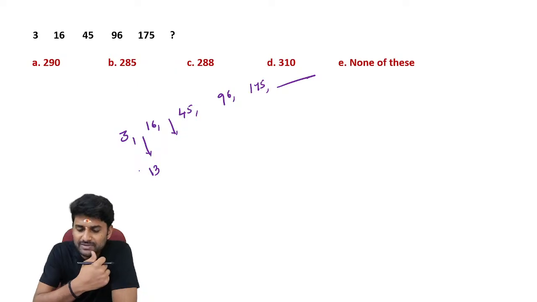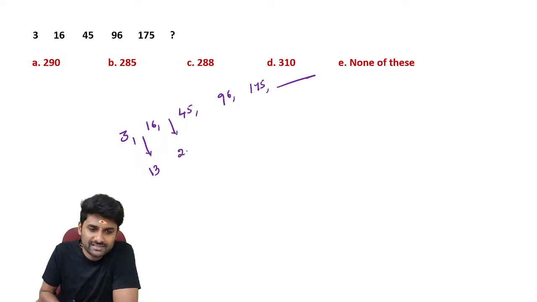The difference between 45 and 16 is 29 units. Here the difference is 54 units. Here the difference is 79 units. Not in any sequence. Go through one more difference. 13 and 29, difference is 16, right? 29 and 54, difference is 25.